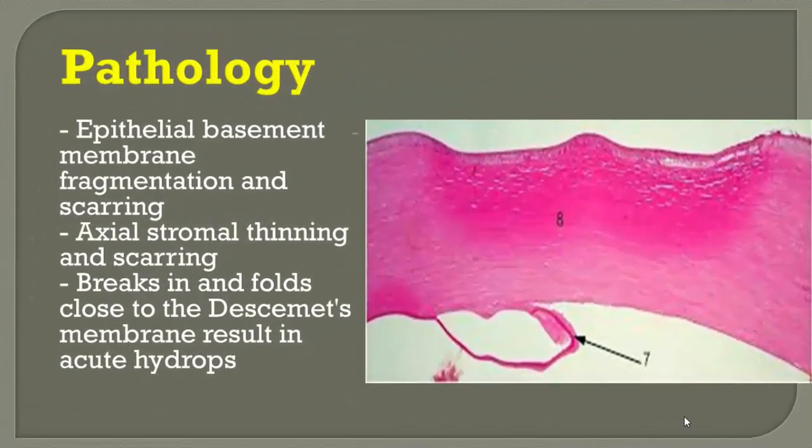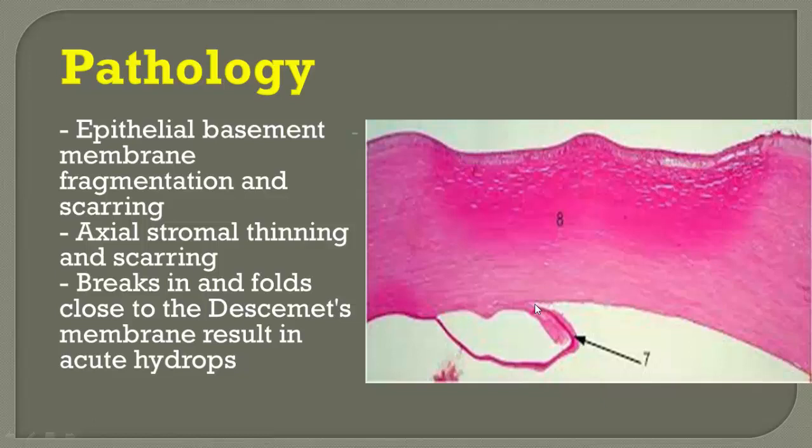Pathology. The pathology of keratoconus includes epithelial basement membrane fragmentation and scarring, like here. Axial stromal thinning and scarring due to weakening in the corneal collagen bundles, which leads to dehiscence of the collagen fibrils from each other, and this makes the thinning occur. This overstretching of the cornea will lead to breaks and folds in the basement membrane, leading to formation of what is called corneal striae in the basement membrane.